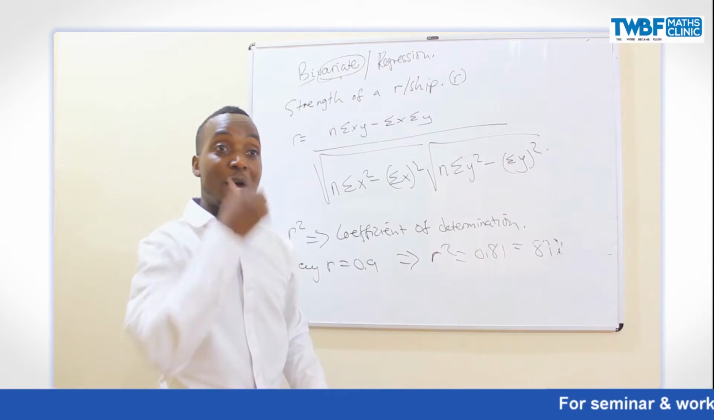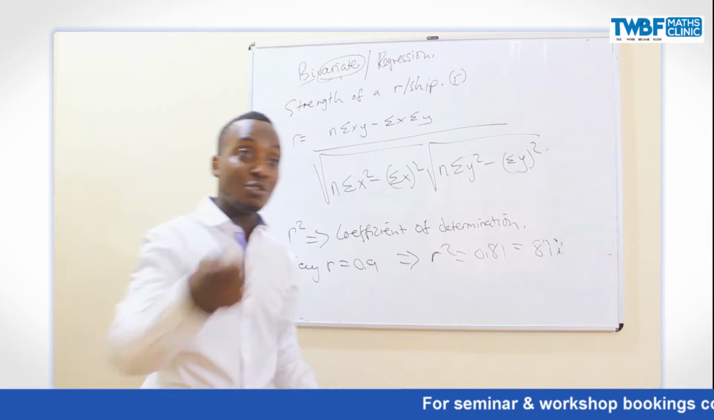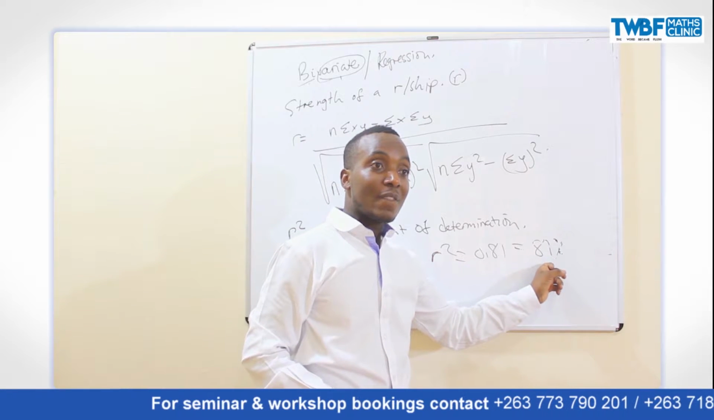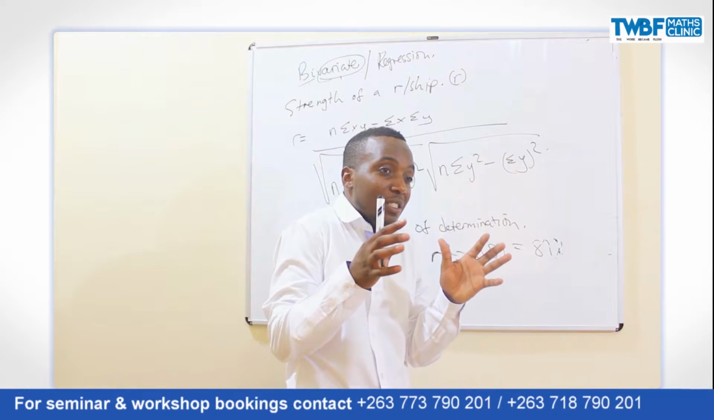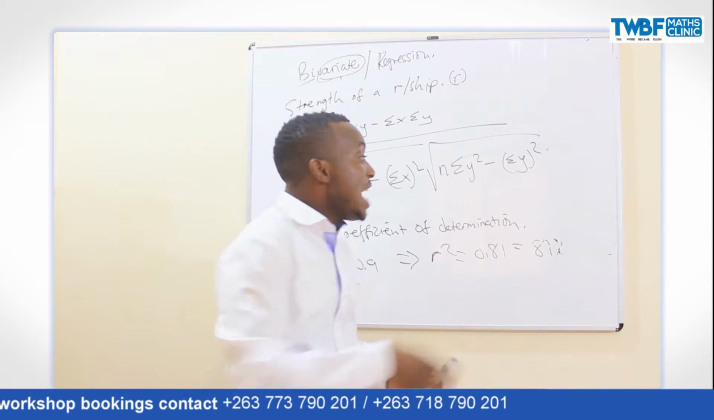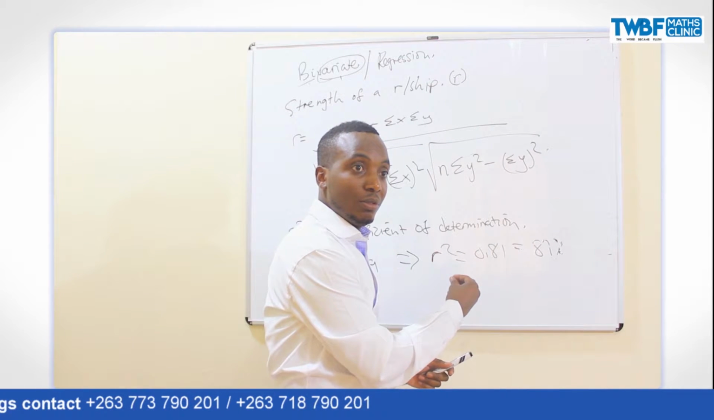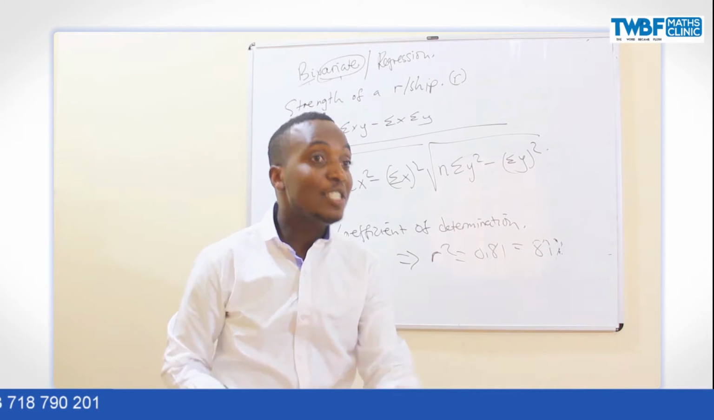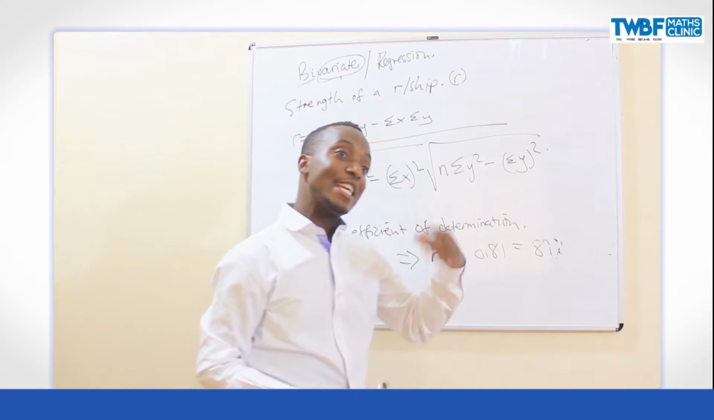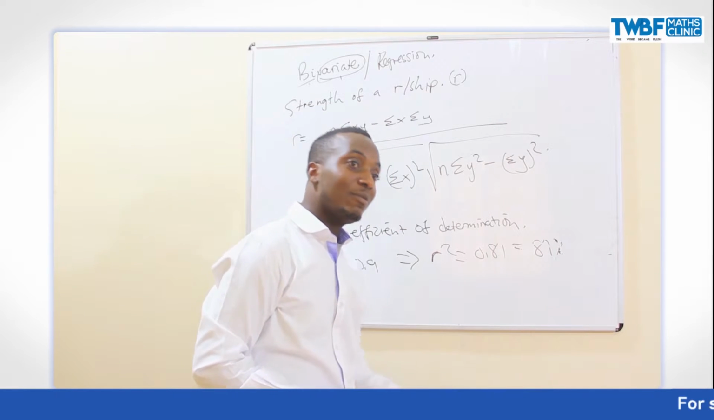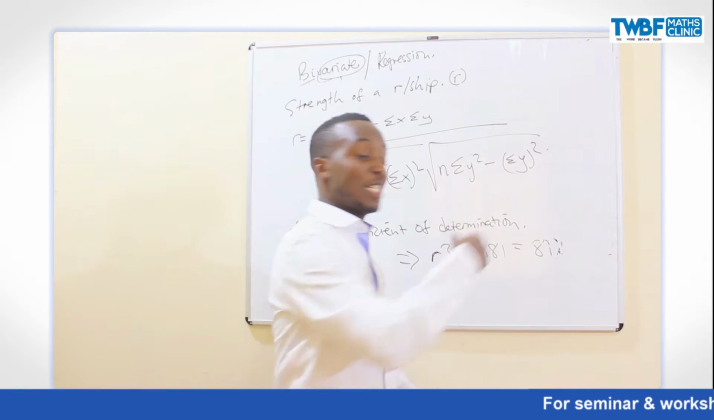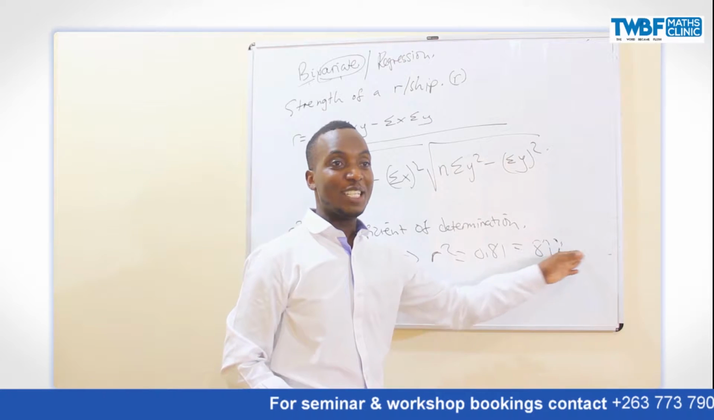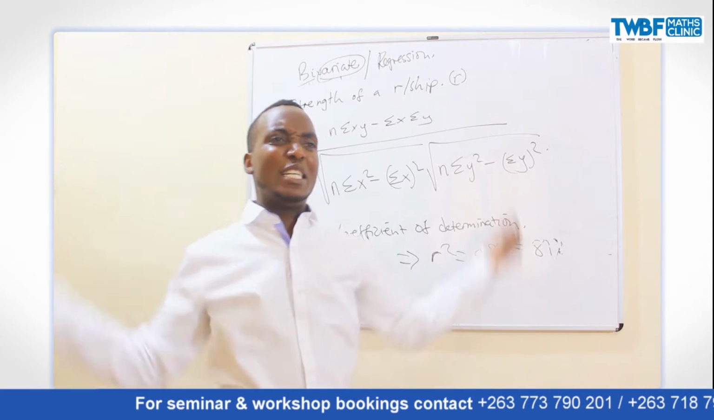Which means when we are estimating yield using rainfall, it simply means 81% of the variability in yield is attributable to rainfall. 81% of the variability in the dependent variable can be explained by the regression equation, leaving the other percentage, which is 19%, to be explained by other factors.